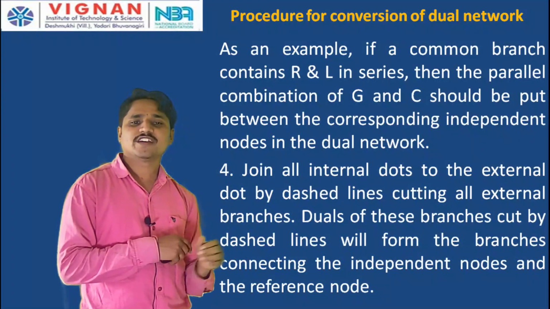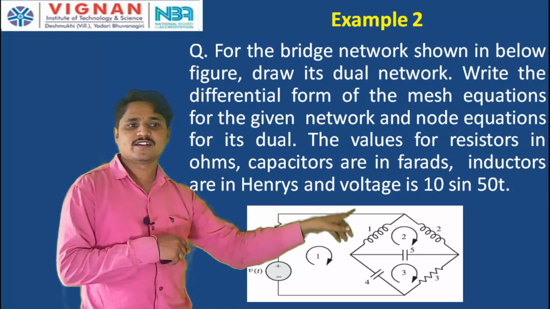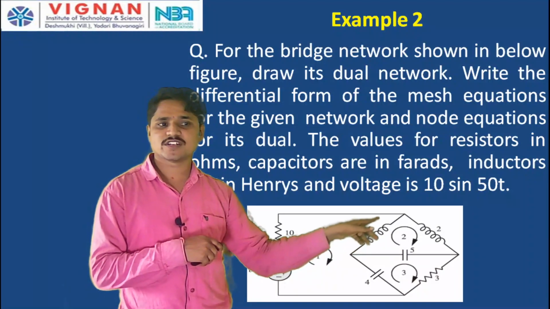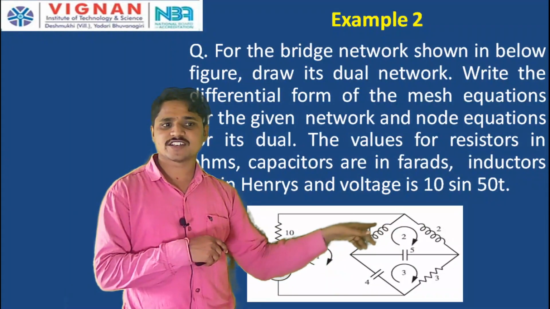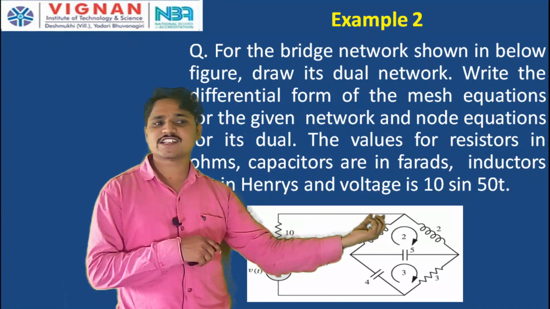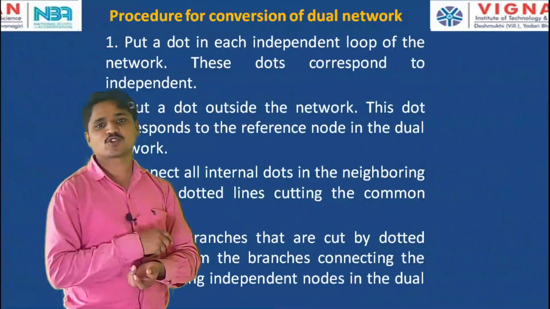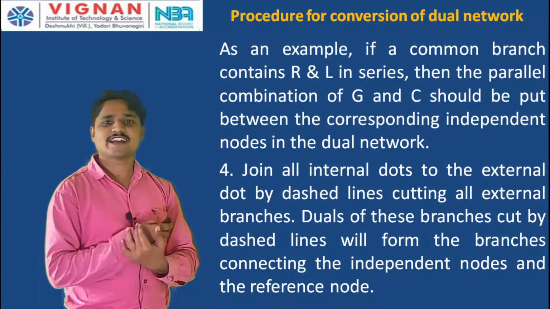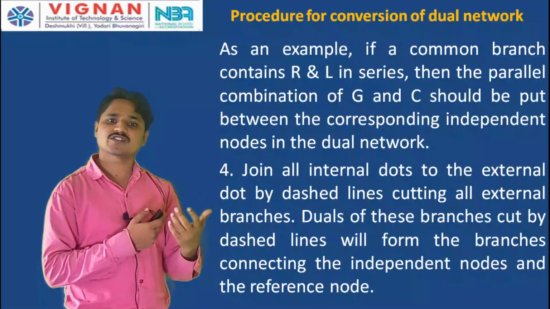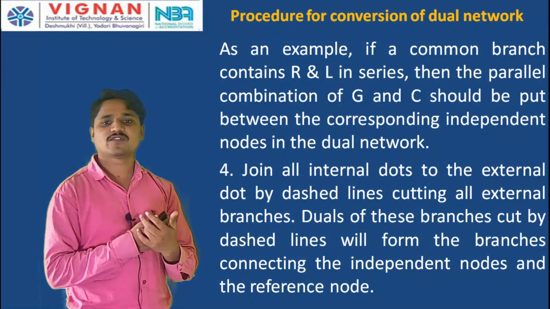And also, see, I have taken only one element connected. But if this branch has an inductor and a capacitor in series, then this series combination will become a parallel combination in the dual network. That's the fourth point here. As an example, if a common branch contains R and L in series, then the parallel combination of G and C should be put between the corresponding independent nodes in the dual network.